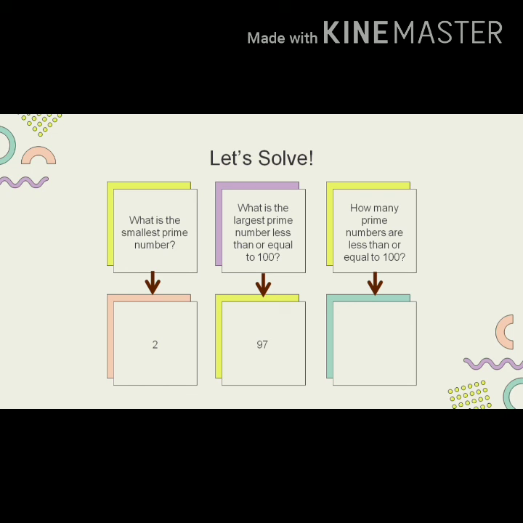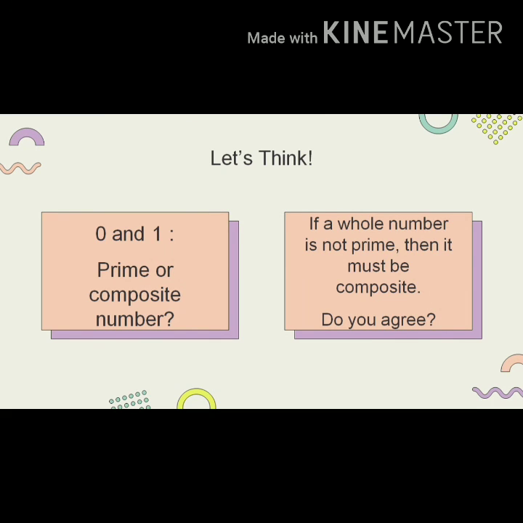The last question, how many prime numbers are less than or equal to 100? Let's count. Yeah, the answer is 25. So there are 25 prime numbers less than or equal to 100. Okay, that's all. But let's think. 0 and 1, are they prime or composite numbers? Next question. If a whole number is not prime, then it must be composite. Do you agree with that? Let's think and check the answer on the next video.